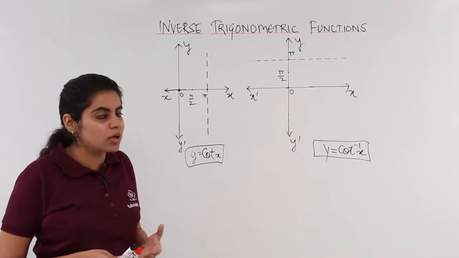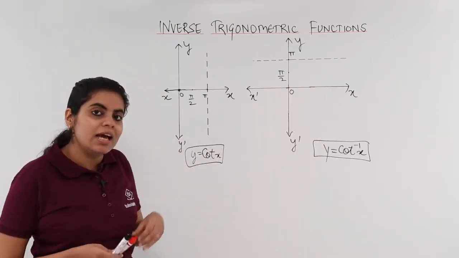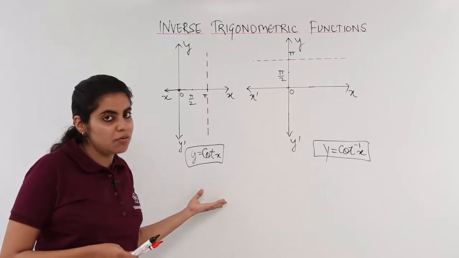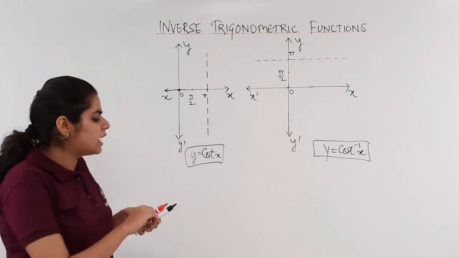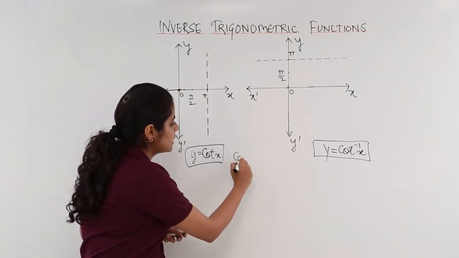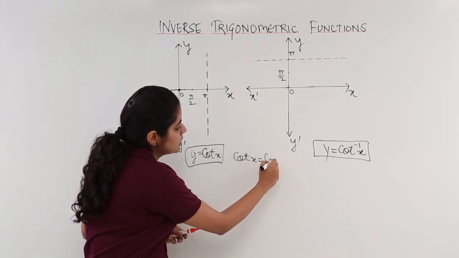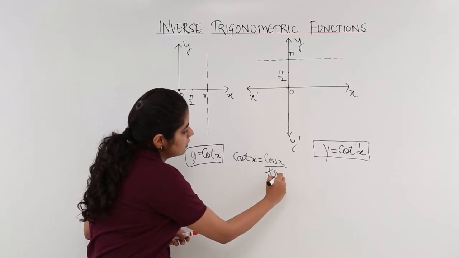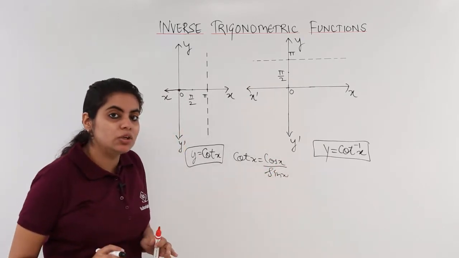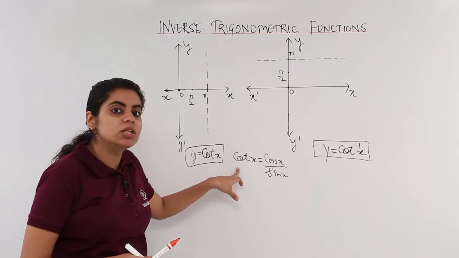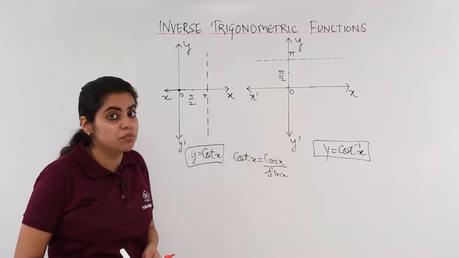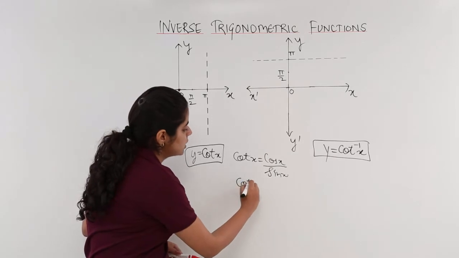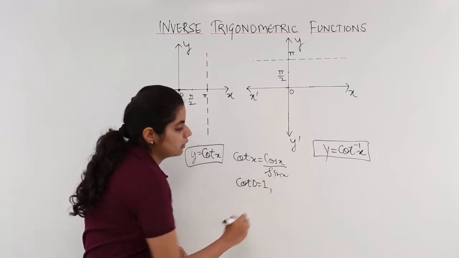Firstly, we will take into account the graph of cot x, and then with the help of this graph, we will be drawing the graph of cot inverse x. Let's understand what cot x basically is. Cot x is cos x upon sin x. And we know that cot 0 is cos 0 upon sin 0. Now, cos 0 is 1. So, cot 0 will be 1.